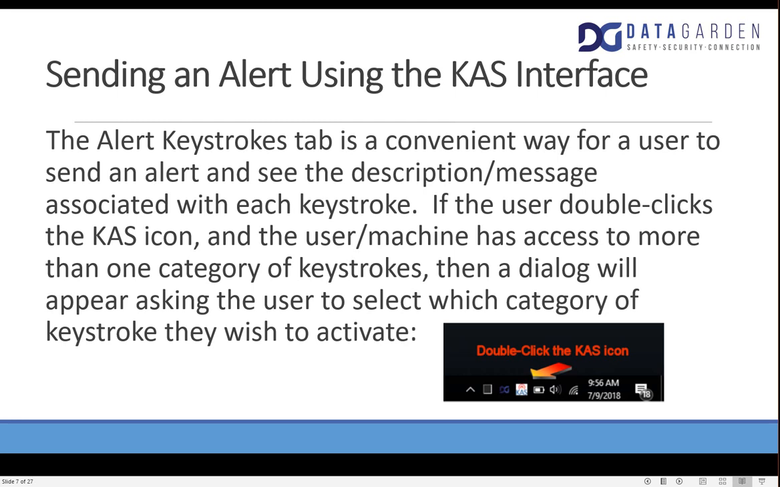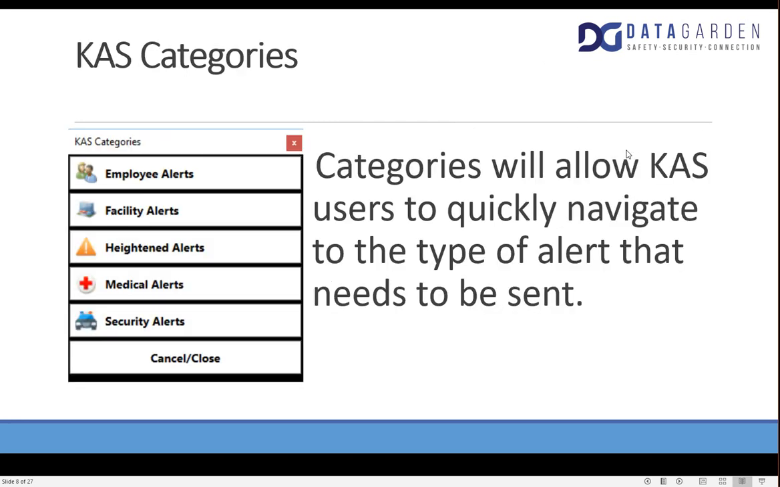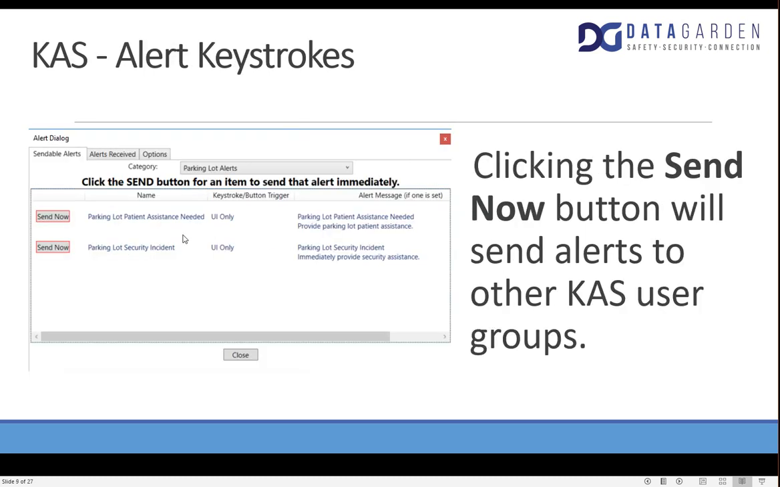The second way is using the KAS icon that we looked at before. This is why it's important to have that always shown. All you have to do is double click it and you will receive the categories that have been assigned to your group, your area, or your particular user account. From there, you will choose the category of the alert that you want to send, such as a security alert, and then you will be presented with the actual alerts to send.